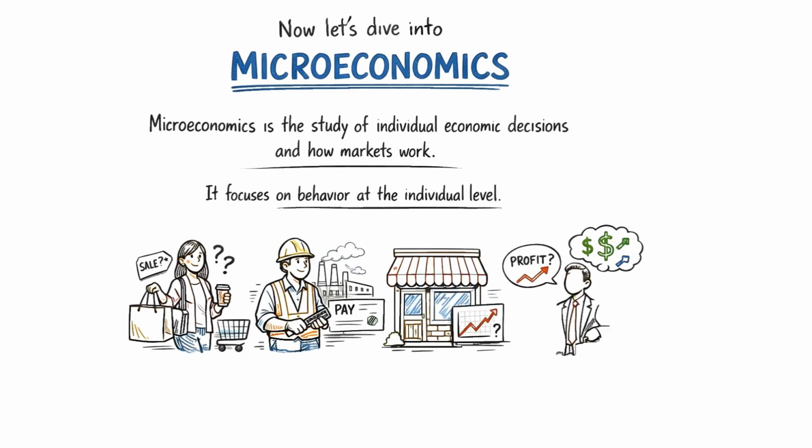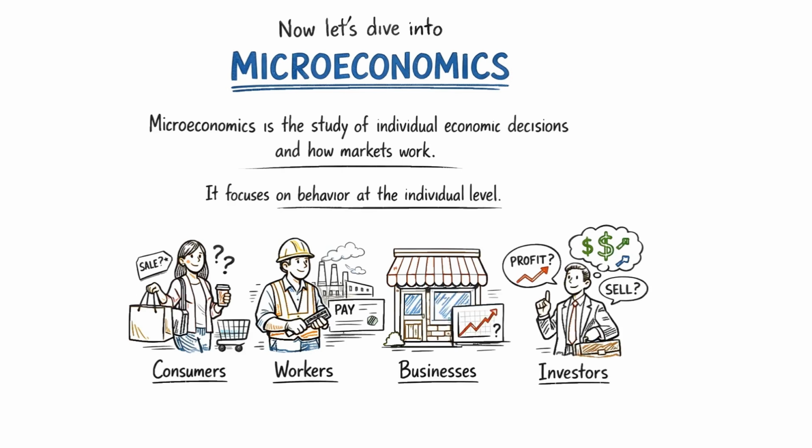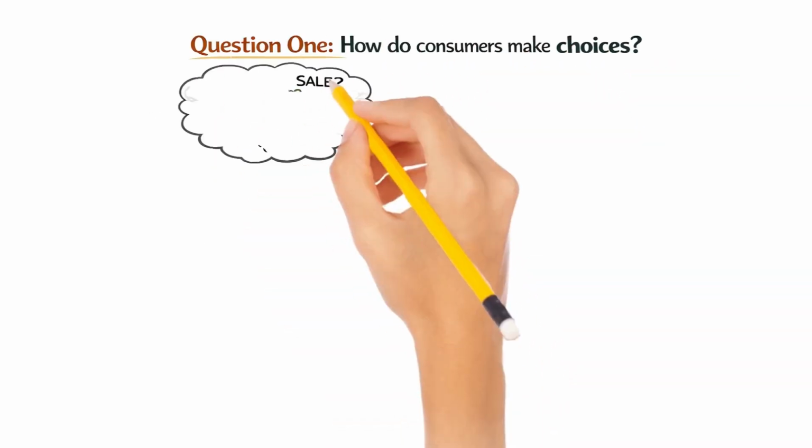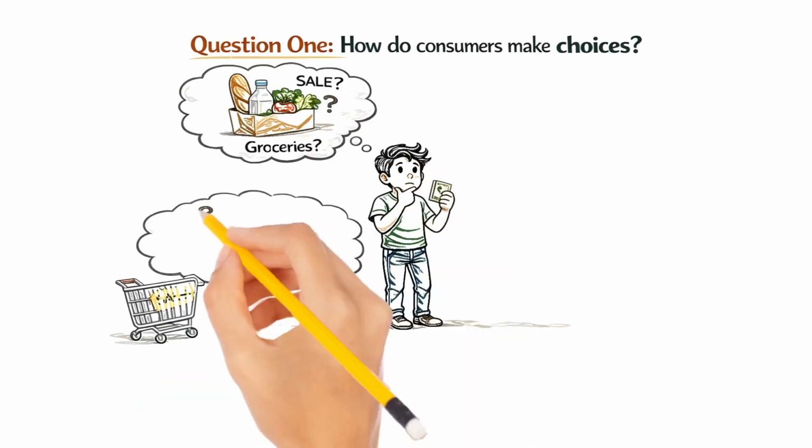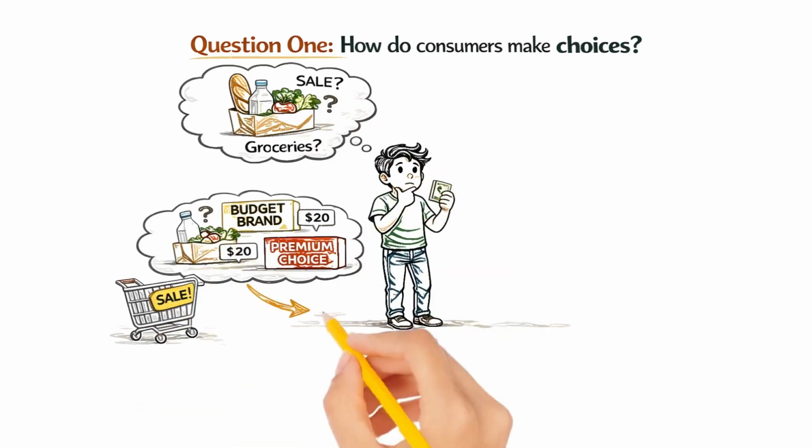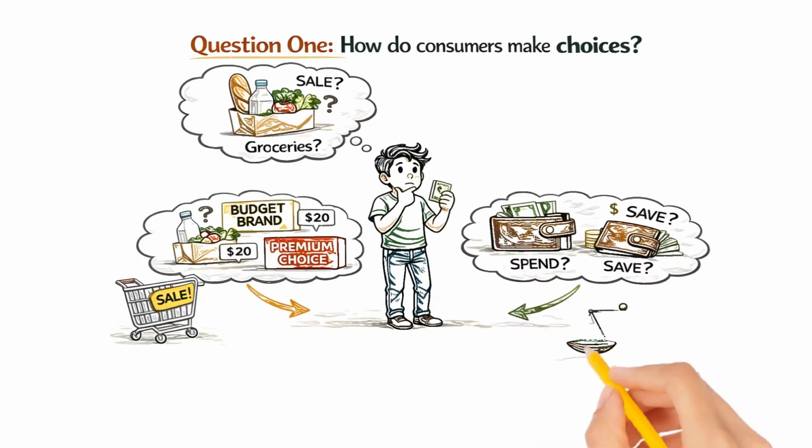Microeconomics is the study of individual economic decisions and how markets work. It focuses on behavior at the individual level: consumers, workers, businesses, investors. Microeconomics answers four big questions. Question 1. How do consumers make choices?